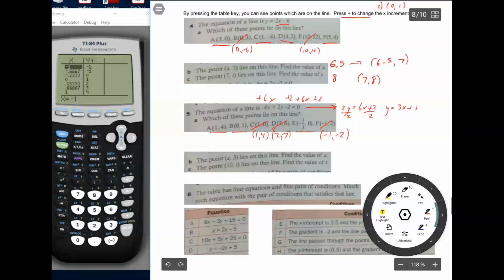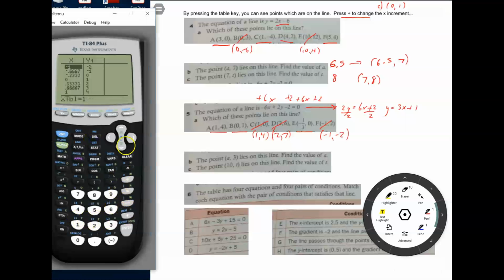B, the point A comma 3 lies on the line. I'm just going to change the step size back to 1 by pressing plus 1. A comma 3 lies on this line. Is there A comma 3? So I'm going to do plus 0.1 to change the step size again. I'm looking for a y value of 3. Let's see if that occurs. Almost.